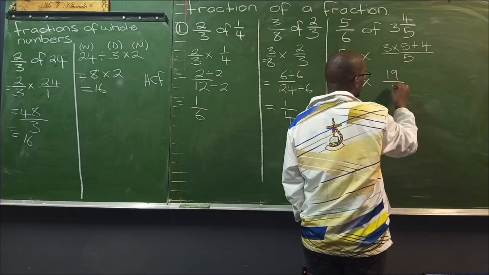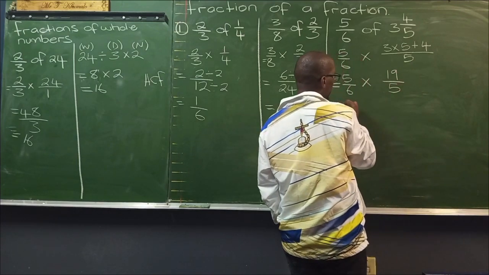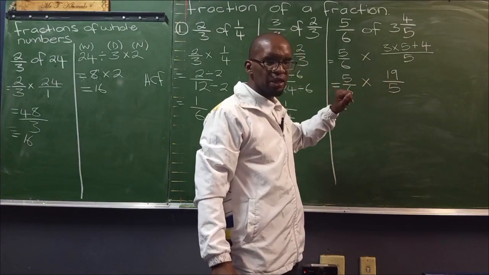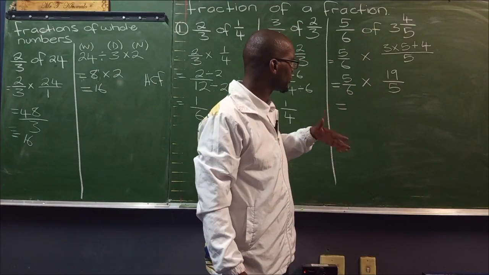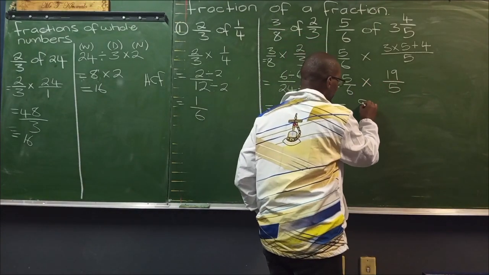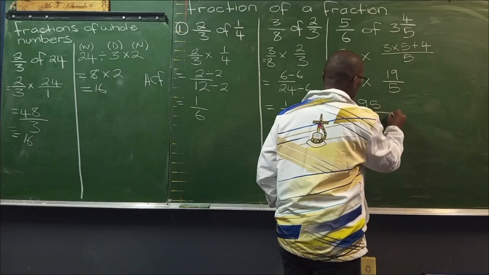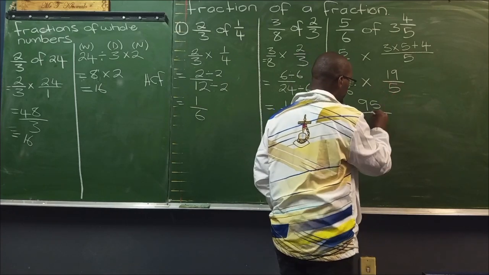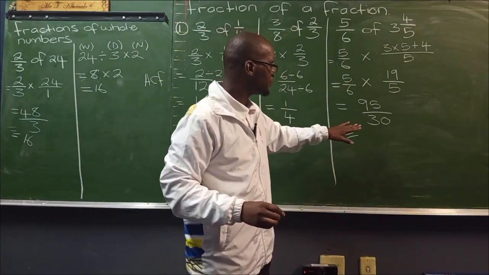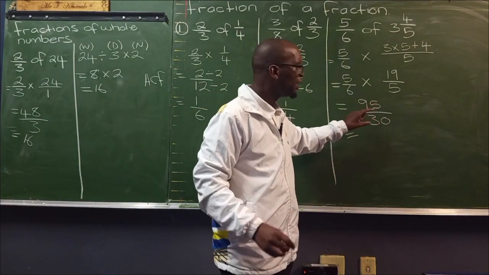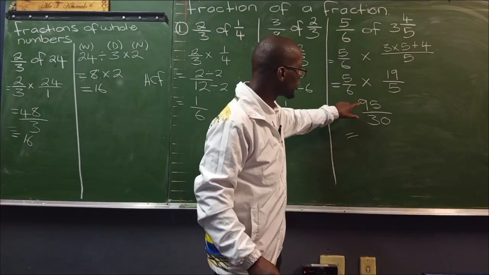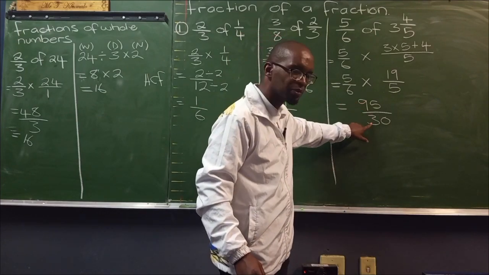Now I have 19 over 5, and then I have to multiply 5 over 6 by 19 over 5. So what does 19 multiplied by 5 give me? 19 multiplied by 5 will give me 95, and 6 multiplied by 5 will give me 30. And again, our answer is not simplified because now we have what we call an improper fraction, because the numerator is bigger than the denominator.